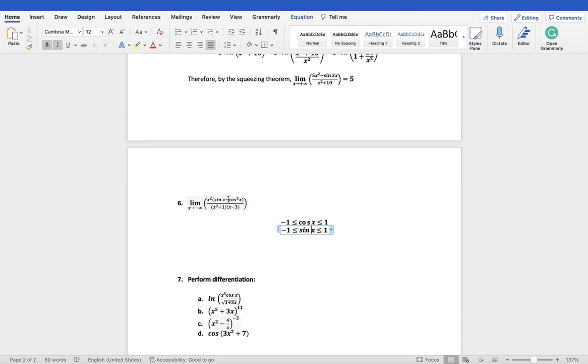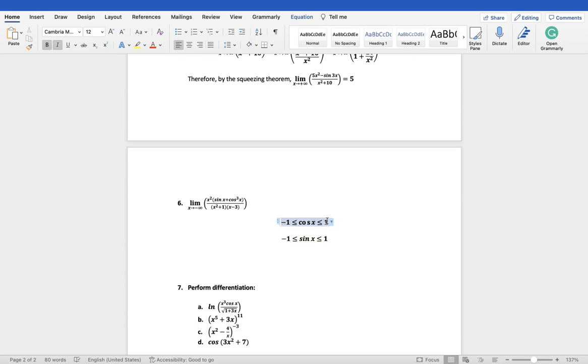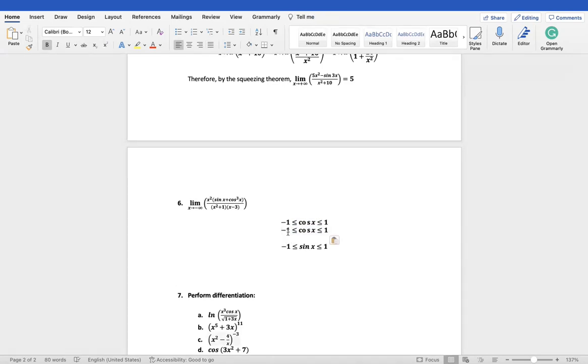But now you can see here that we have cos cubed of x, right? So as you take the cube, now you have to take the cube on all sides. And what happens when you take the cube of a negative value? When you take -1 cubed, it just stays -1. And then in the middle here, you have cos cubed. And then on the right hand side, it's 1 cubed, which is just 1, right?